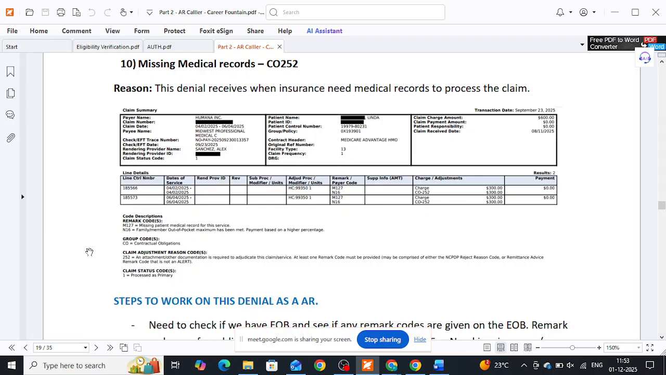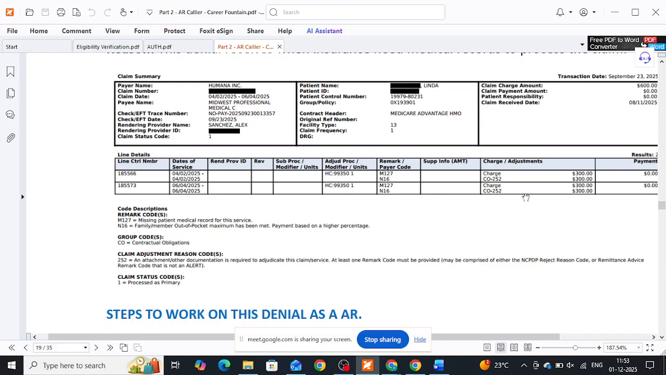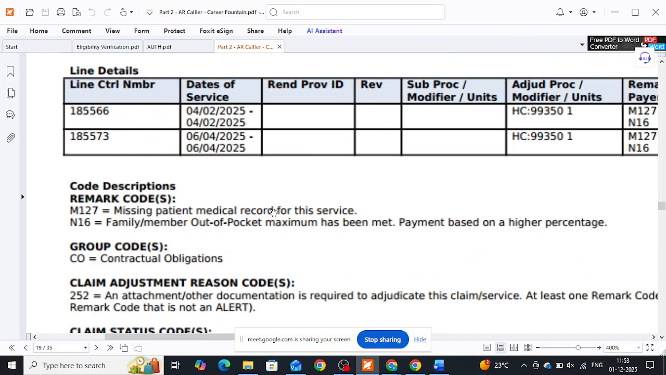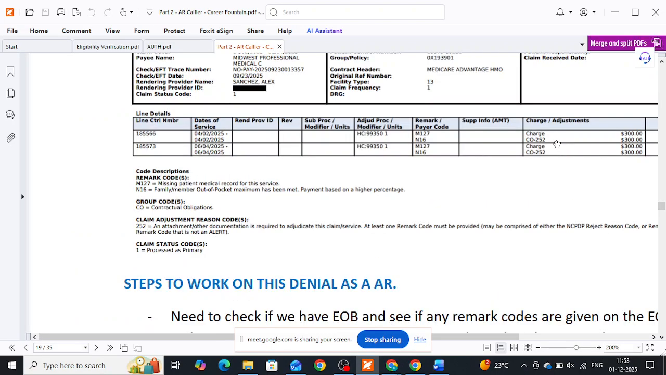Here, a remark code is there. Denial code CO252, but the remark code is also there. So you have to read the remark code: missing patient medical record for this service. Okay, so whatever this 127, right? 127 for this service.